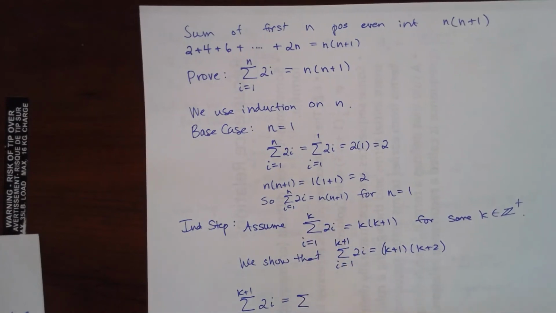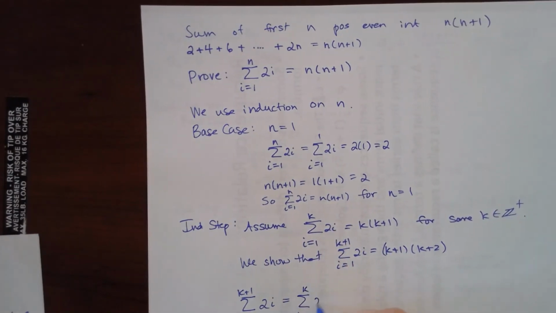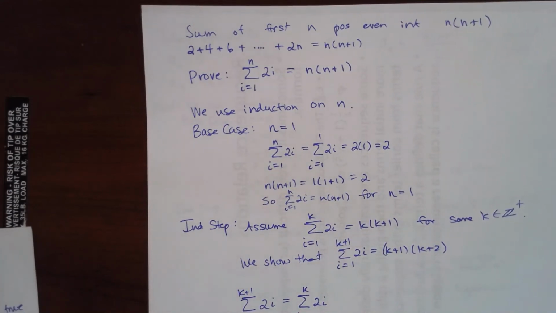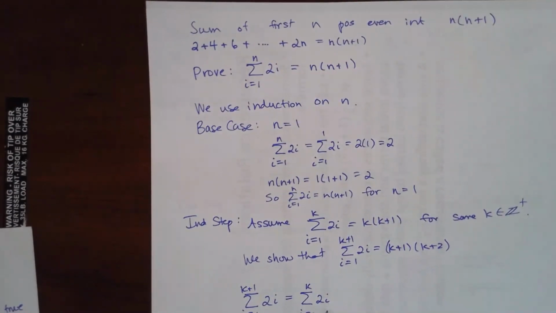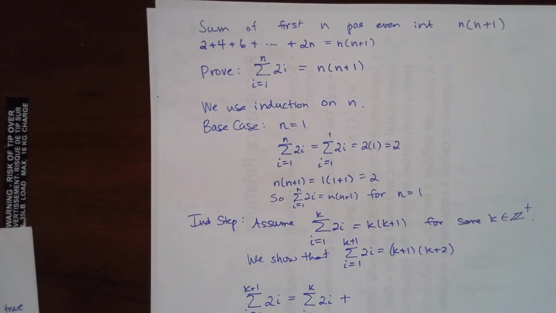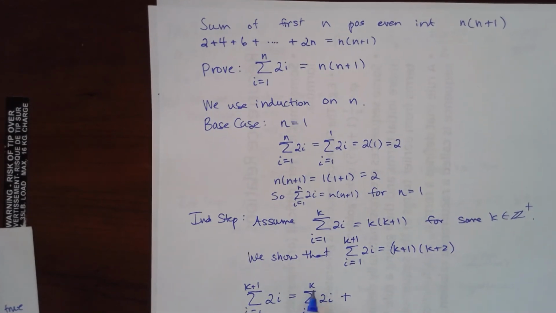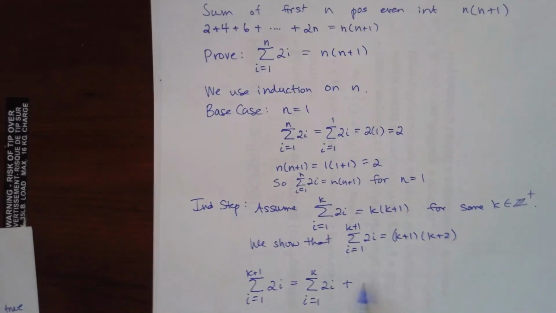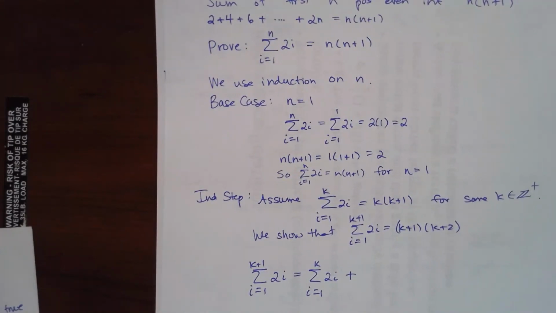So if I take this, the sum i equals 1 to k of 2i, certainly those two things aren't equal. There's more stuff here than there is over here. So I have to add on whatever I'm missing. So what am I missing when I make this stop at k and not go up to k plus 1? What do I still have to put there? Two times k plus 1, right?